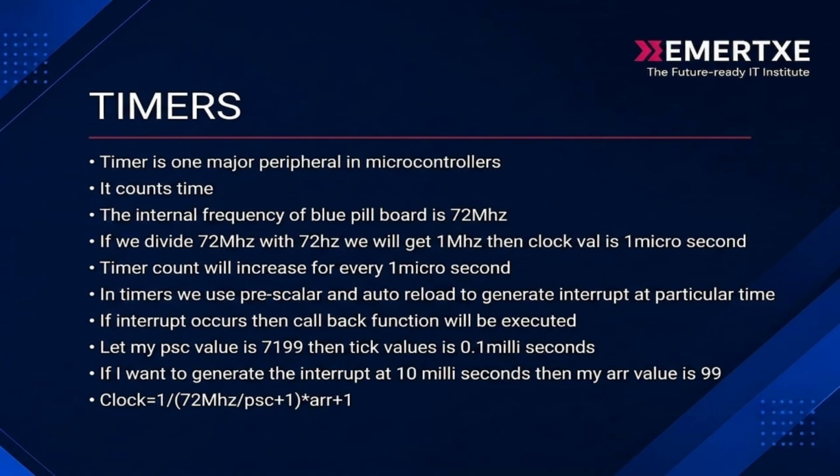In timers, we use prescaler and auto reload to generate an interrupt at a particular time. So if an interrupt occurs, then the callback function will be executed. Let my PSC value be 7199, then the tick value will be 0.1 milliseconds. If I want to generate the interrupt at 10 milliseconds, then my ARR value is 99.